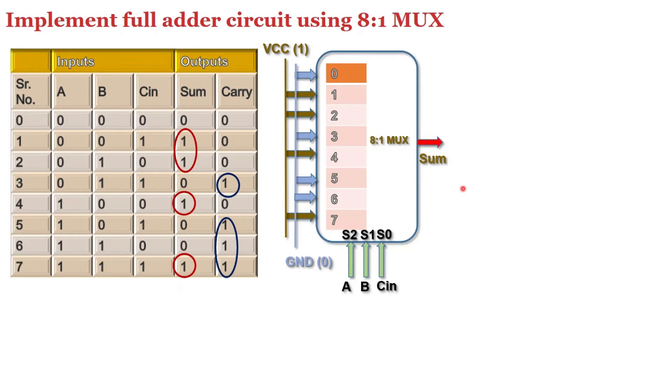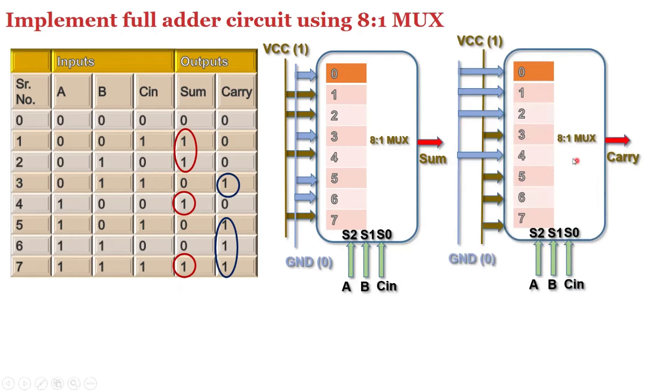Similarly, what you do here, you get another 8:1 mux. Here the output is carry. Select lines are same. Input lines are mapped to the select lines. However, we look at the carry column. Here we see that rows 3, 5, 6, 7, the min terms are true or marked as 1. Only those rows are tied to logic 1. So the data input lines 3, 5, 6, 7 are tied to logic 1, that is VCC.